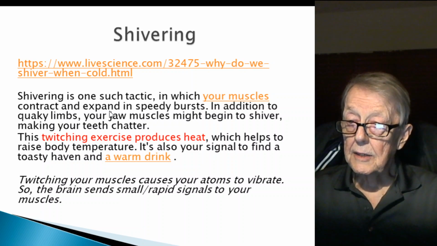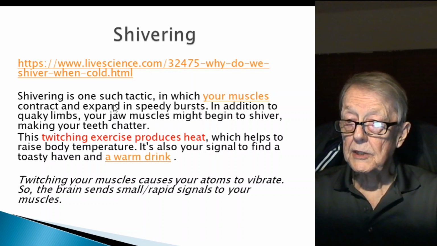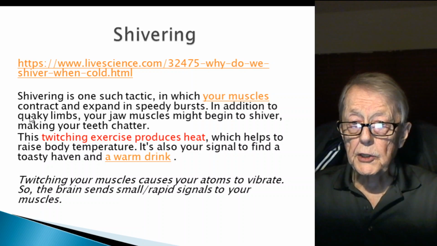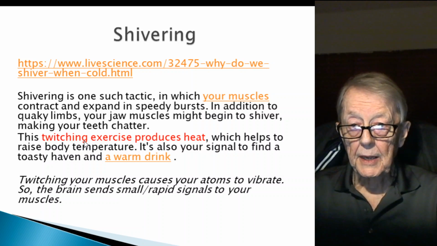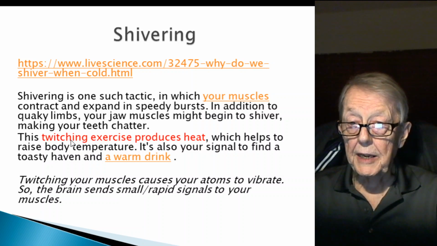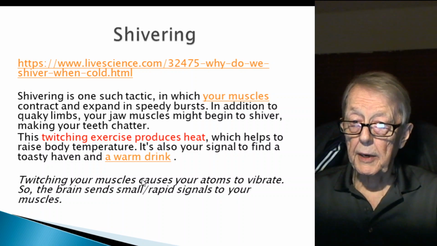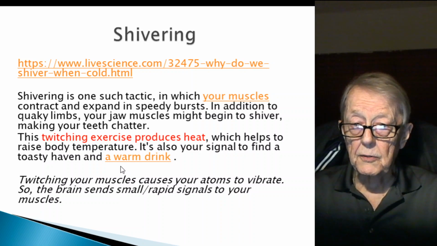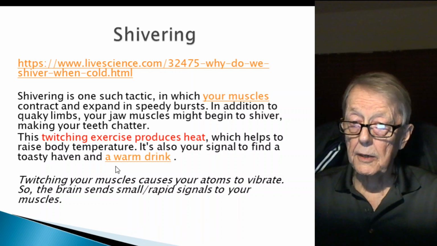When a weaker signal or no signal is sent to that muscle, it relaxes and expands. In addition to quaky limbs, your jaw muscles might begin to shiver, making your teeth chatter. This twitching exercise produces heat, which helps raise the body temperature. What does it do? The twitching in your muscles causes your atoms to vibrate. It is mechanically forcing your atoms and molecules to vibrate so that the temperature is increased in those areas, protecting the organ that it's protecting, in this case the skin.